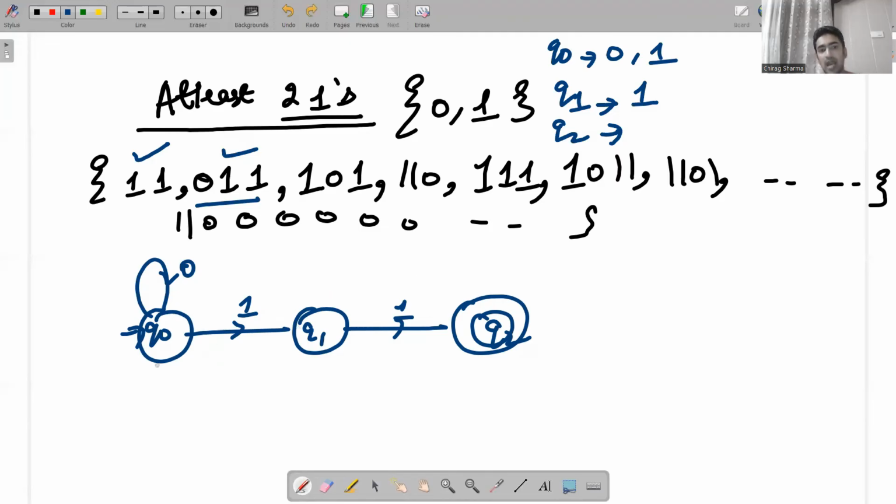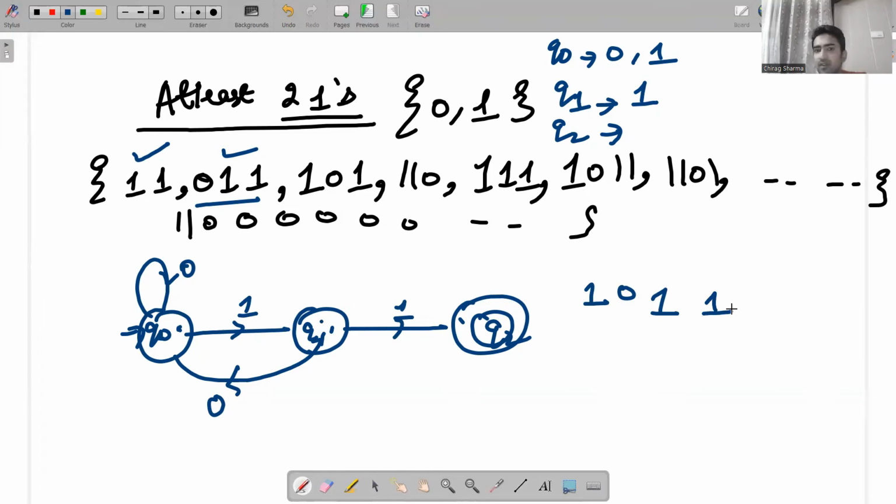This is wrong. I am putting 0 over here. So some strings can be accepted. I am going with Q0 to Q1 with 1, then from Q1 to Q0 with 0. Then again from Q0 to Q1 with 1, and Q1 to Q2 with 1.